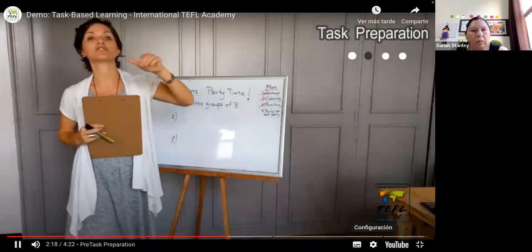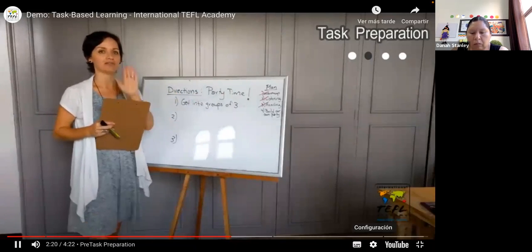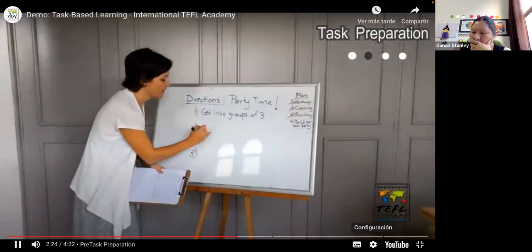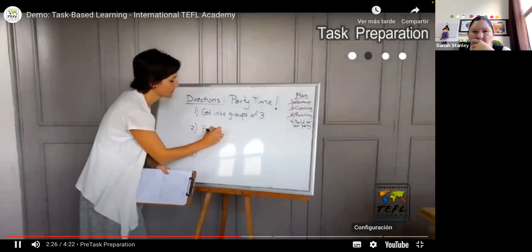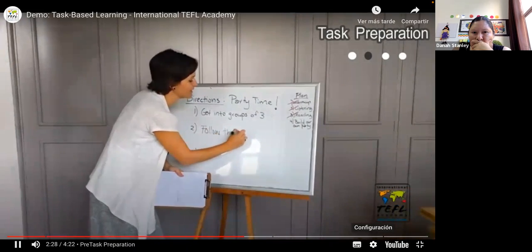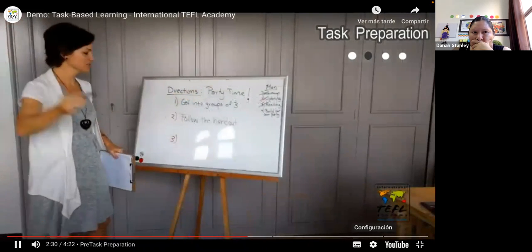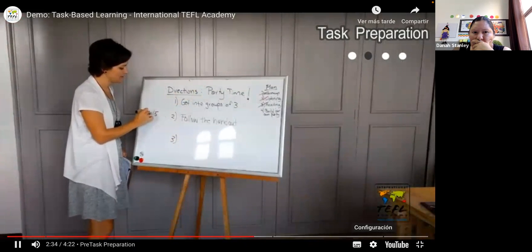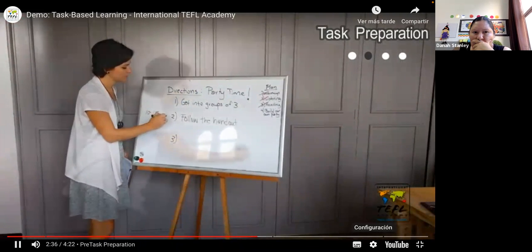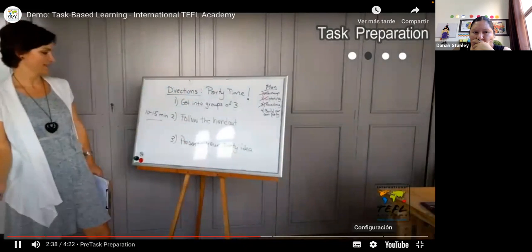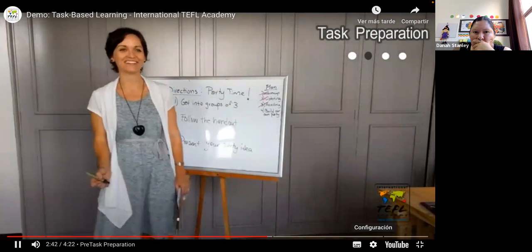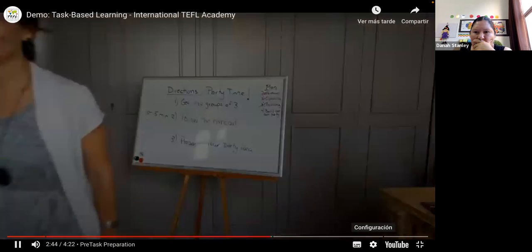First, I want everyone to get into groups of 3. All right, first get into your groups. You're gonna follow the handout. And then after, give us maybe 15 minutes. Okay, you're gonna present your party idea to the class. Are you guys excited? All right, it's gonna be fun. Let's get started.